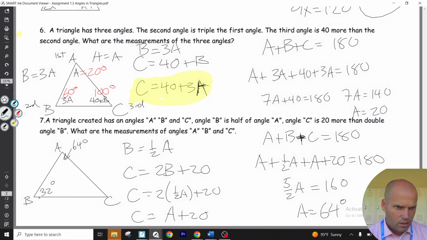Angle C has to be 84. Yeah, because C is A plus 20. So this works. If A is 64, B is 32. And if A is 64, C is double B plus 20. Double B is 64. Yeah, plus 20, 84.